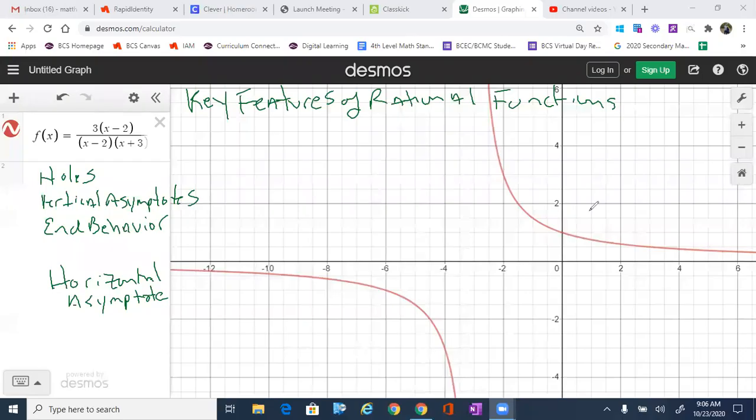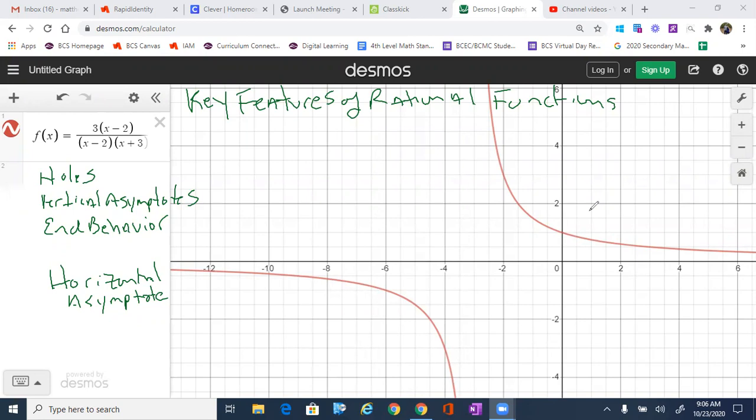Key features of rational functions. All right, we're going to look at some key features that include holes, vertical asymptotes, the end behavior, and horizontal asymptotes. These are new key features of functions we've not yet discussed. So those are going to be the four that I'm going to focus in on.